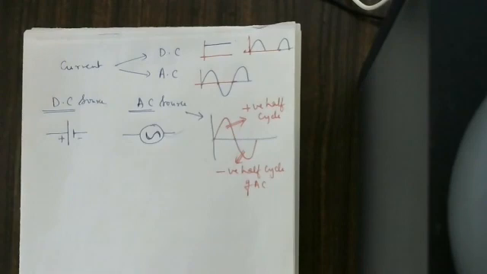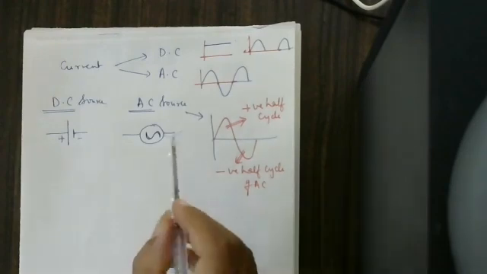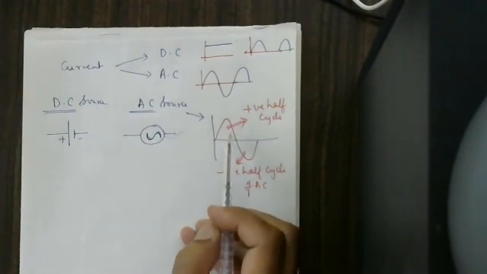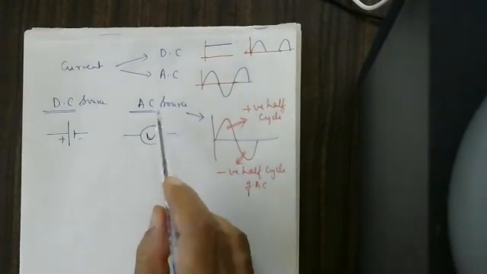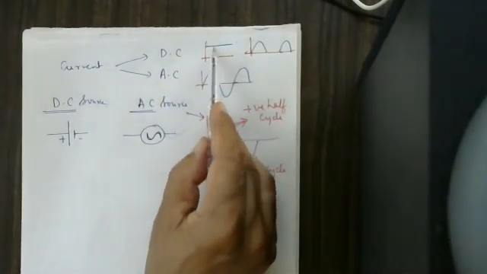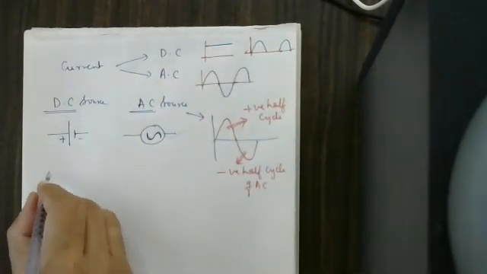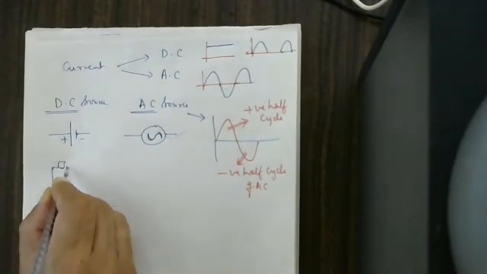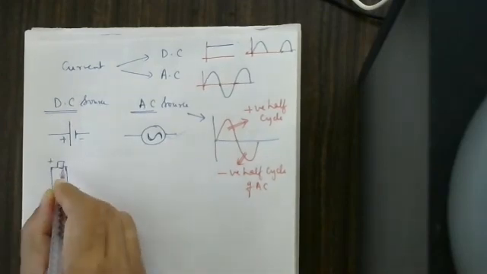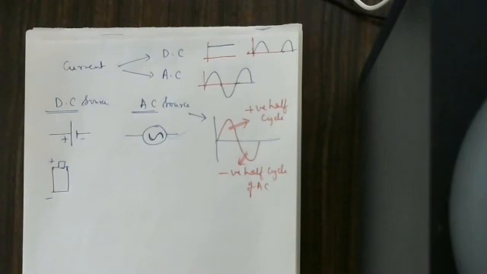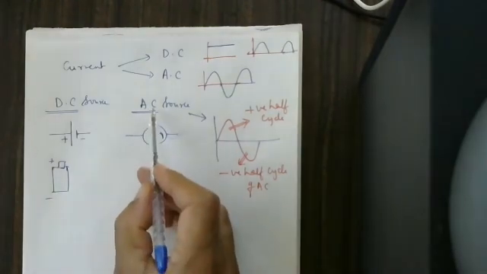AC cannot be studied. At home, whatever we are using is AC only. If it is not AC, it is called direct current, DC. If you are using a battery or a cell, it is producing a DC current. At home, whatever we are using is AC.